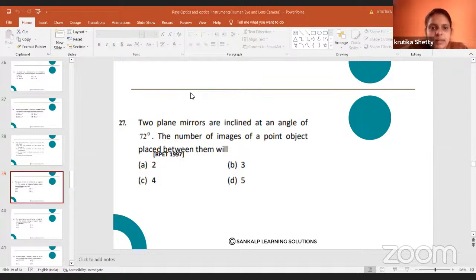Guru Siddhi is correct. Two plane mirrors are inclined at an angle of 72 degrees. The number of images of a point object placed between them will be.